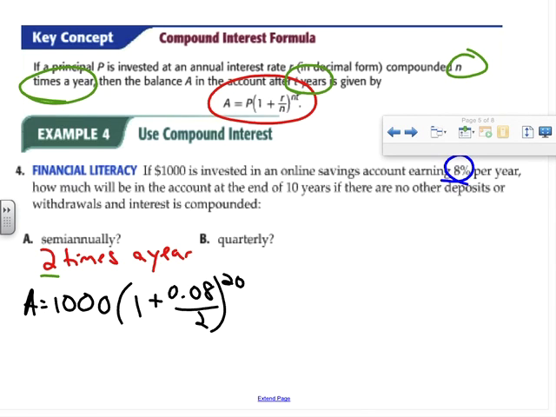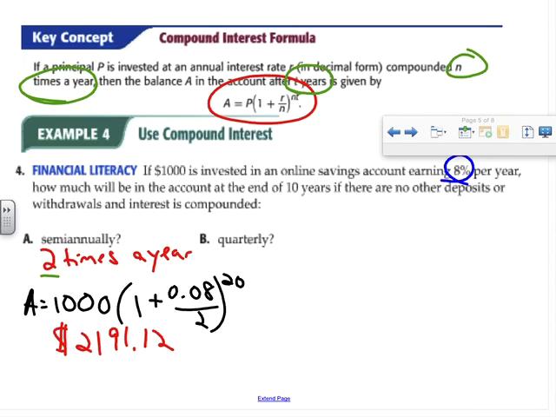If you are still using my little blue calculators in class, that's not going to help you here. You want to make sure that you at least have a scientific calculator. So using my scientific calculator, I have 1 plus 0.08 divided by 2 raised to the 20th power times 1,000. And at the end of those 10 years, I will have $2,191.12 approximately.